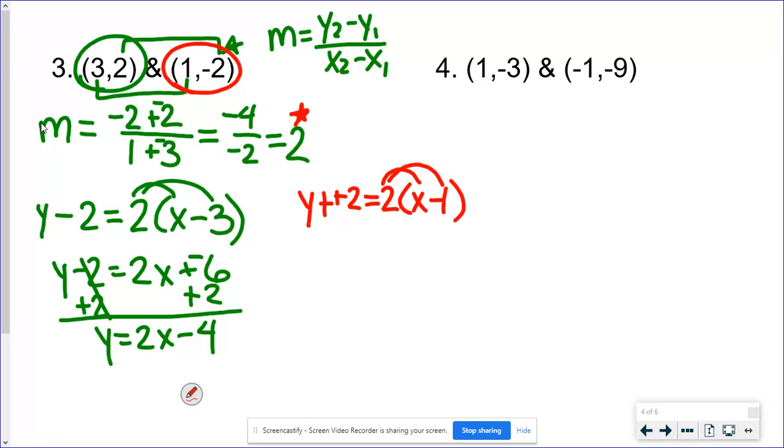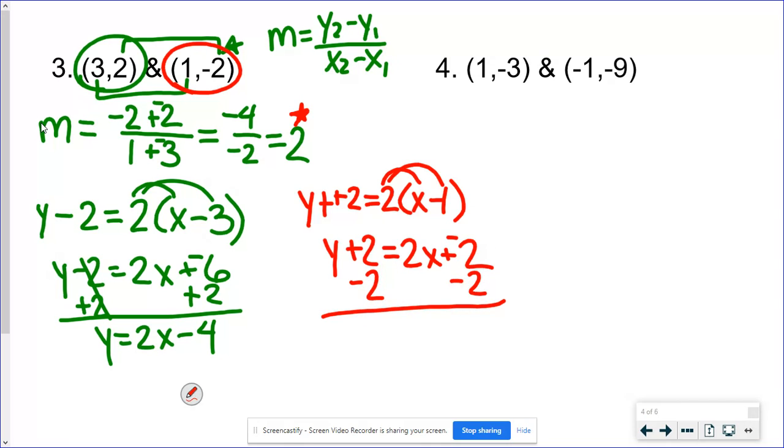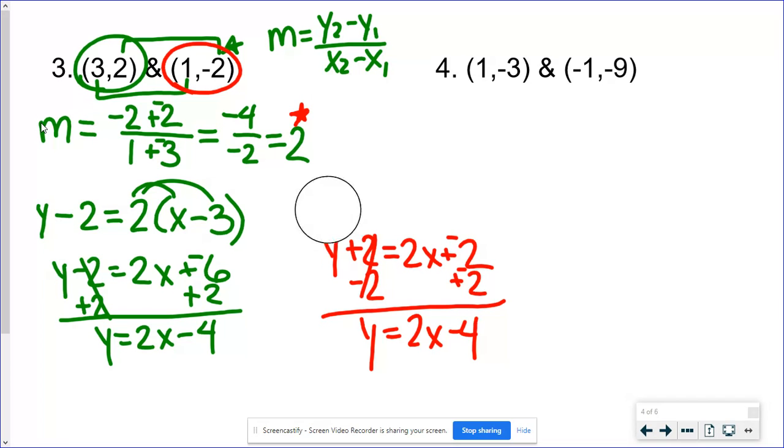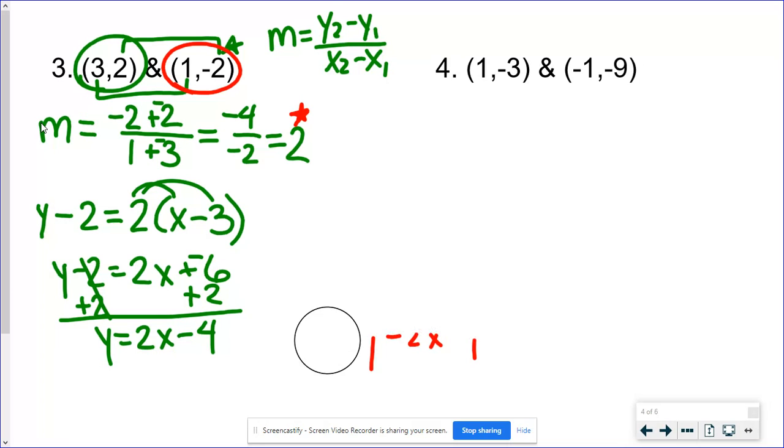So we're going to distribute. I'll have y plus 2 equals 2x minus 2. And then I would subtract the 2, which gives me y equals 2x plus a -4 or -4. It works both ways. And again, please don't feel like you have to do every problem twice to verify that. I'm just showing you that it does not matter what point you start with for your point slope, you will get the same slope intercept form.